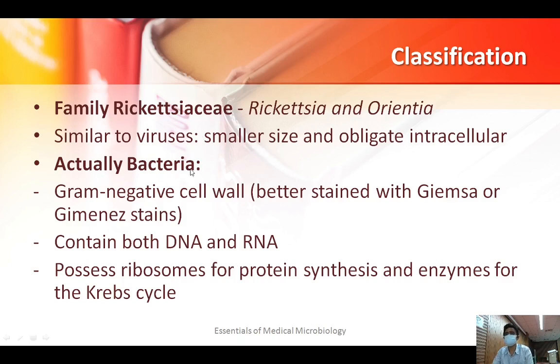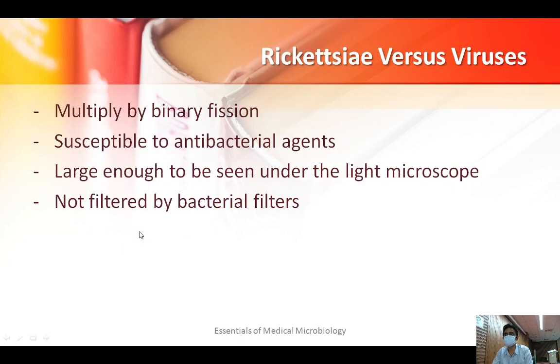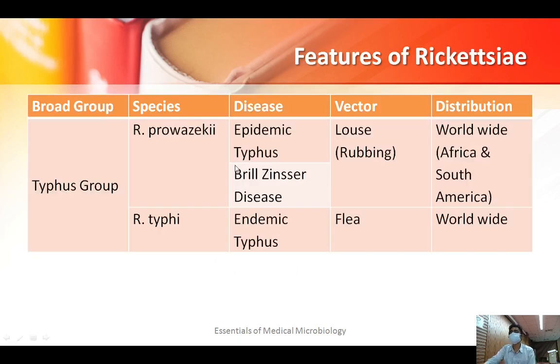I'll just show you. Why is it a bacterium, as I already told you? Another thing is that it divides by binary fission. All bacteria divide by binary fission, from 1 to 2, 2 to 4, 4 to 8, like that. It is also susceptible to antimicrobial agents, and it is also able to be seen under the light microscope.